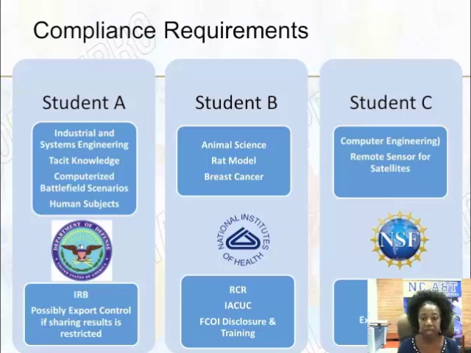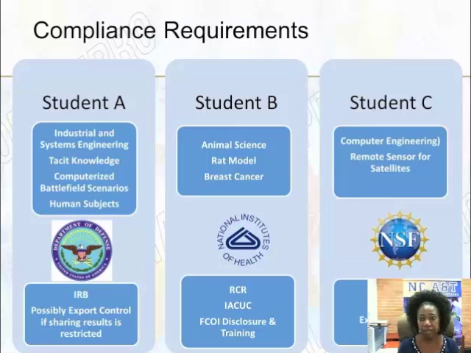Let's go to student B. Student B is an animal science major, using a rat model for research and studying breast cancer. Because this student is funded by the National Institutes of Health, they're going to be required to take responsible conduct of research training. Because they're using a rat model, they'll be required to have their protocol approved by the IACUC. And because they are funded by NIH, a public health service agency, they will have to do financial conflict of interest disclosure and take the financial conflict of interest training.